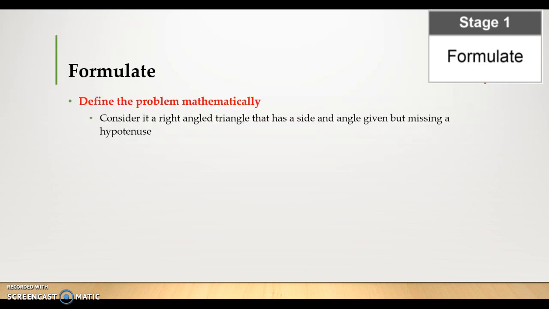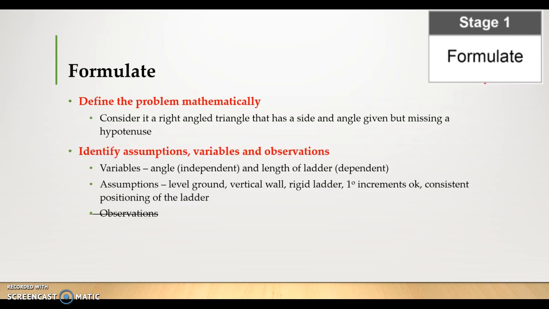You'll see in red the various subparts and in black my responses to them in relation to this particular ladder problem. So if we were to define the problem mathematically, I might consider it as a right angle triangle that has a side, the opposite side, and an angle given, but it's missing the hypotenuse. I could identify some assumptions and variables.